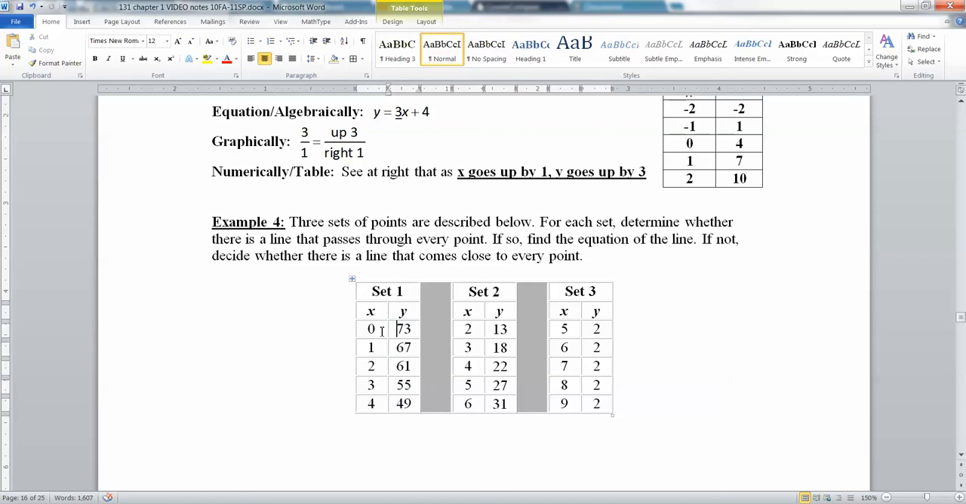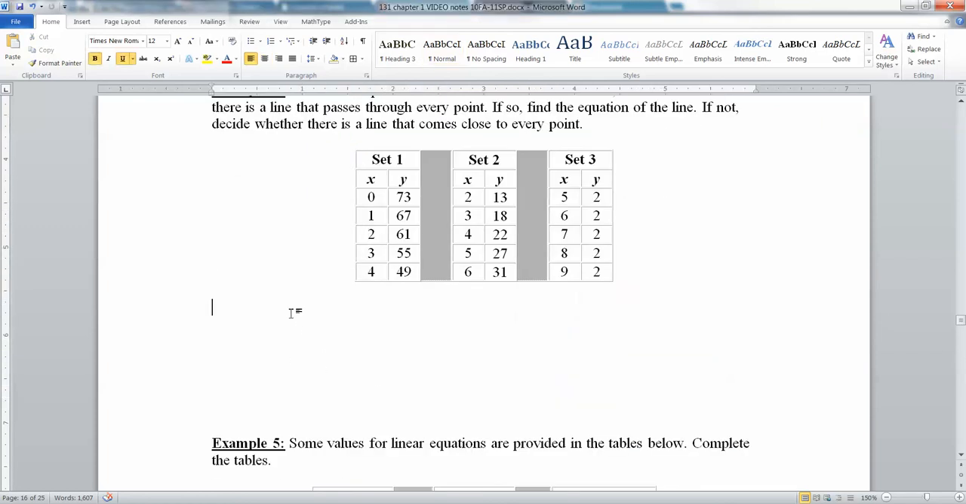Okay, so let's look. As x goes up by 1, the y drops by 6 for that one, drops by 6 again, drops by 6 again, drops by 6 again. So set 1 is definitely a yes. It's a line.